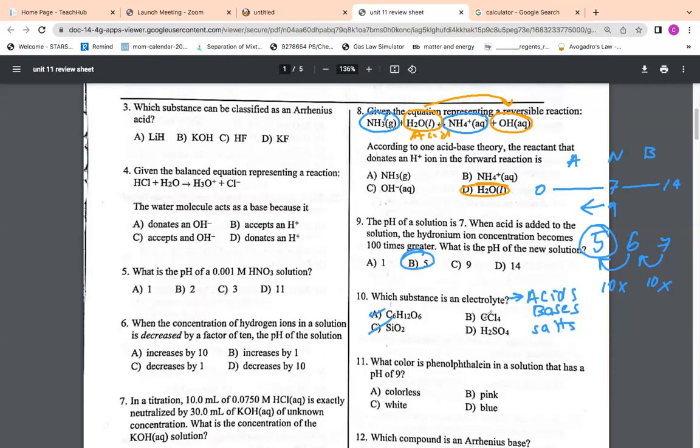B, carbon tetrachloride. This is a non-polar liquid. This is molecular, not an electrolyte. This is our only electrolyte here. This is sulfuric acid. Again, it is an acid. Acids are electrolytes because they dissociate. Anything that dissociates will have ions or charge, mobile charge running through the solution, which allows it to conduct an electric current.